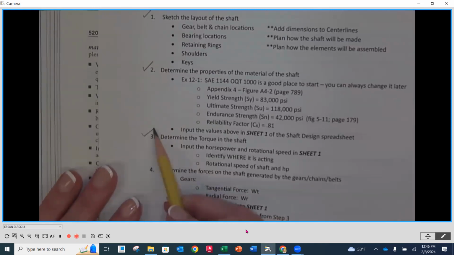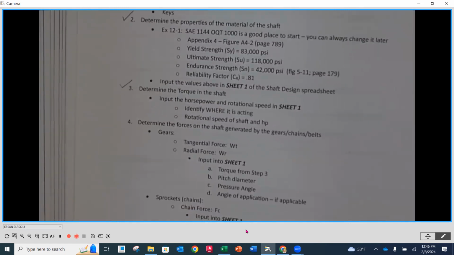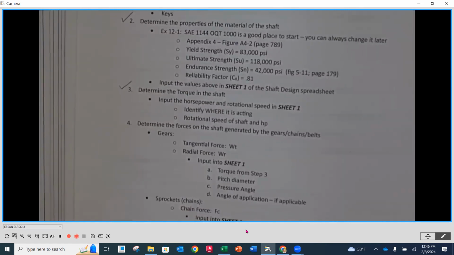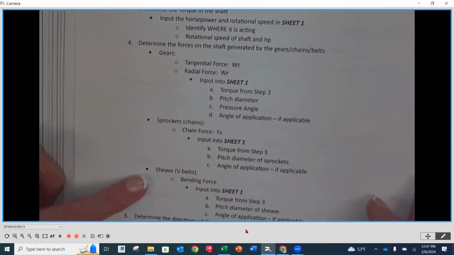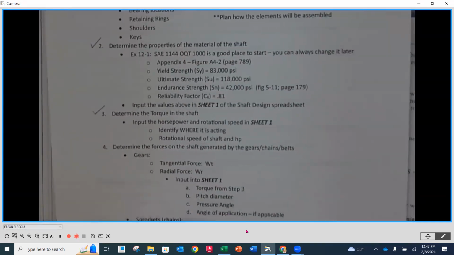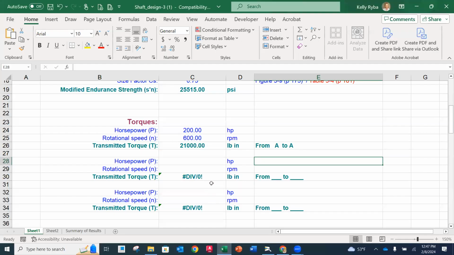Number 3, it says, okay, determine the torque. Now, the next thing we're going to do is determine the forces that are generated on the shaft due to the machine elements. On this shaft, there's only 2 gears, so it's only gears that we're worrying about here. But on our second example, 12.2, we are going to have sprockets and sheaves as well. So we're going to get a little taste of each one of them on that example, but we're going to keep it simple. And for our gears, we're going to do our tangential force and our radial force. Okay, our familiar ones. Let's first go to our spreadsheet and see what the spreadsheet needs.